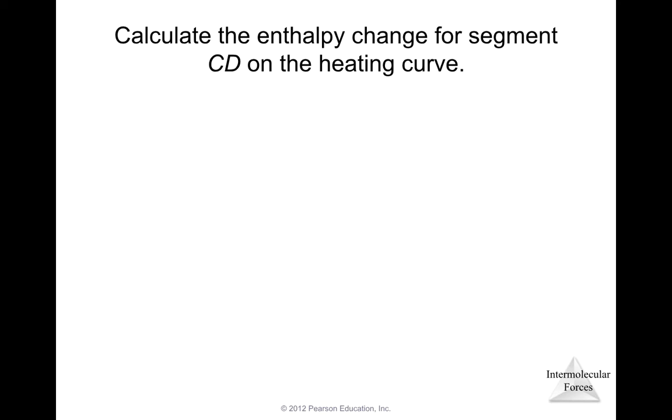So C to D is the middle part of the graph where we're just at a liquid. The temperature is rising as we add heat. So we're going to use the same equation. We're going to assume that the enthalpy is equal to the heat, and heat is equal to mass times specific heat times change in temperature.